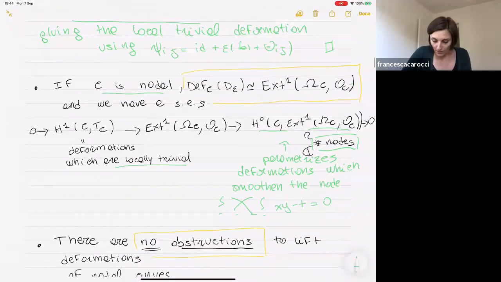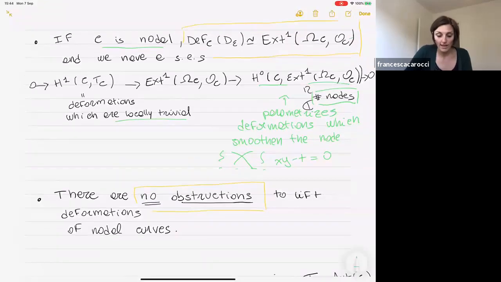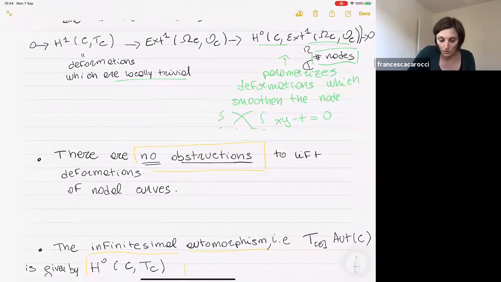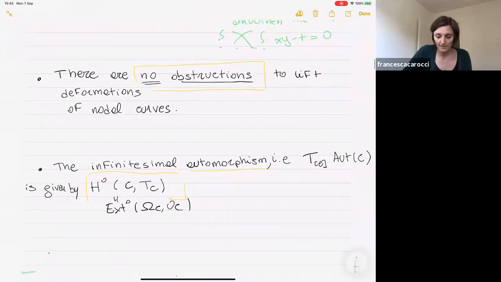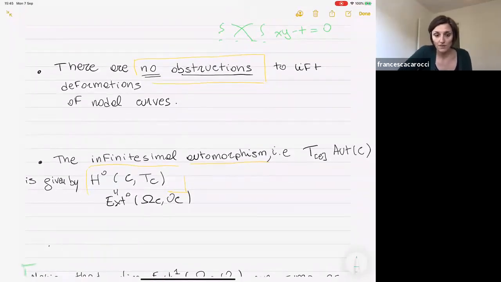Another thing that it's important for us to know is that there are no obstructions to lift the deformation of a nodal curve. So this is good. This is going to tell us that when we look at the moduli spaces of curves, we expect it to be smooth. And finally, the infinitesimal automorphism of the curve, namely the tangent to the group of automorphisms at a point, is given by the H0 of the tangent sheaf.